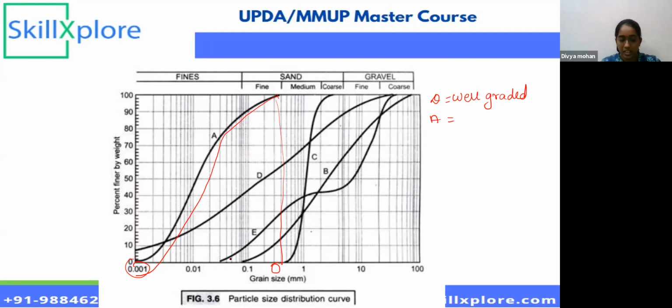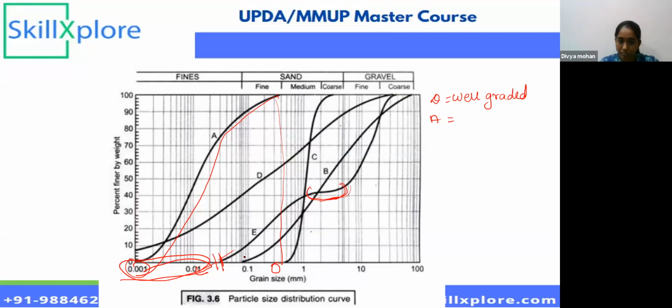Let's see E. E is completely devoid of fines. It will not have any fines. And it starts from fine grained soil to coarse grained soil, and also it is somewhat gap graded. This portion does not have any soil particle, hence it is gap graded.